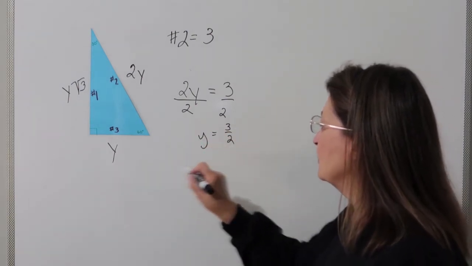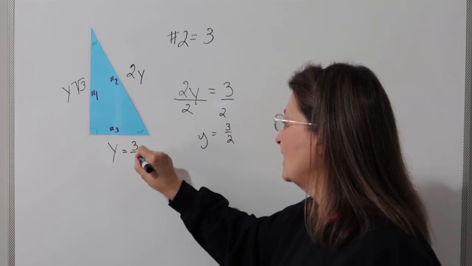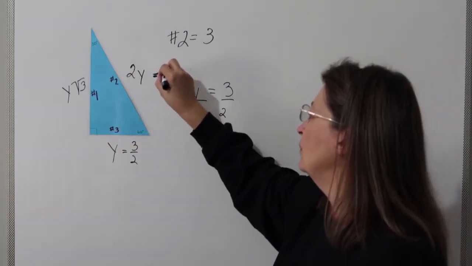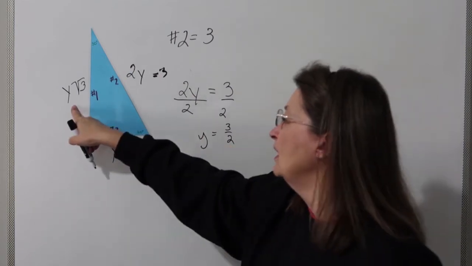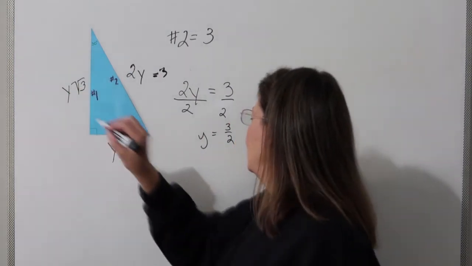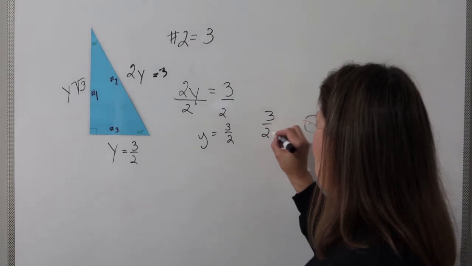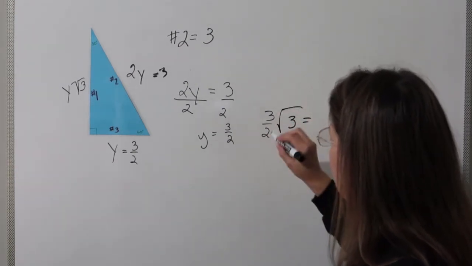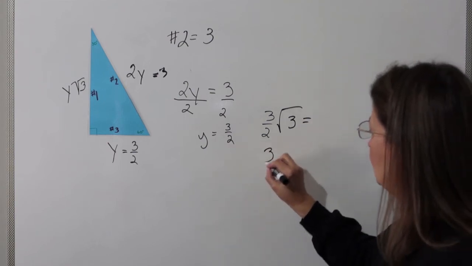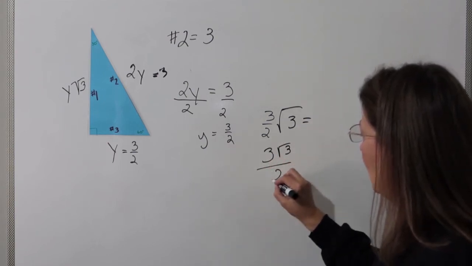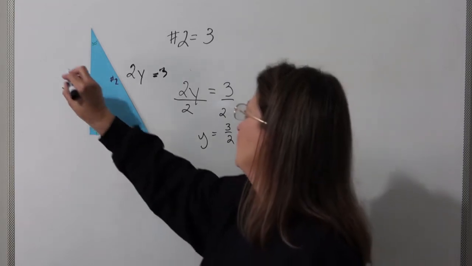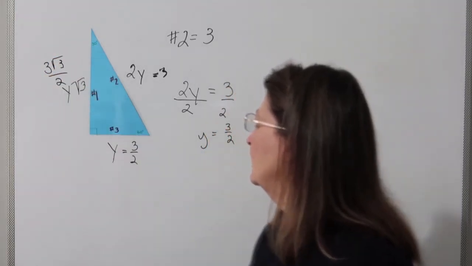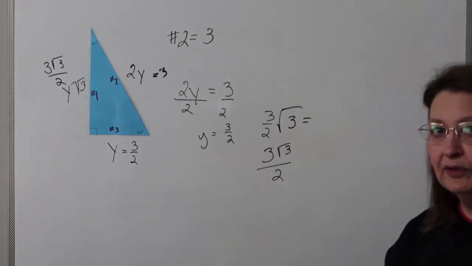If y is 3 over 2, then this side is 3 over 2 units. Given that, we knew that was 3. Now when I plug it in over here, that's going to be 3 halves for y times square root of 3. So 3 square root of 3 over 2 is this side. Okay, and that's the value of all 3 of your sides.